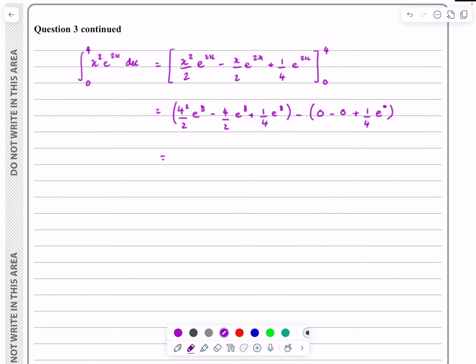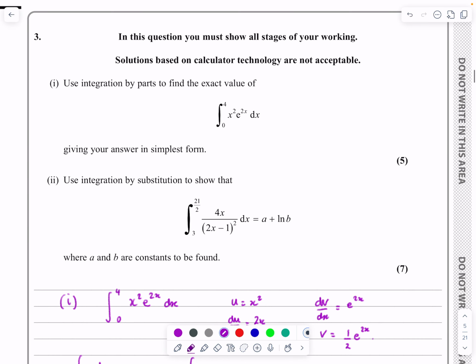Tidying that all up, we've got 25 e to the 8 over 4 minus a quarter, or rather, we will write that as 25 e to the 8 minus 1, all over 4 as my final answer there. It just said giving your answer in its simplest form, so exact value. We don't need to do any more than that.